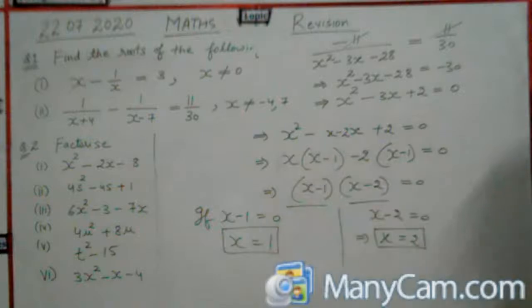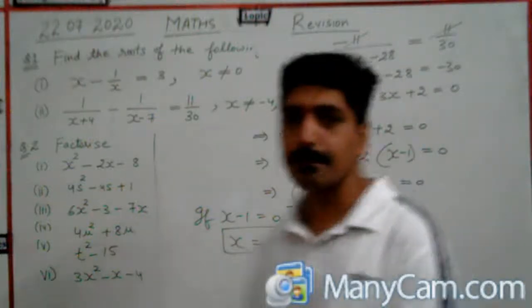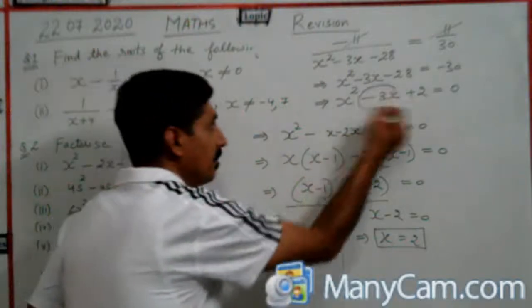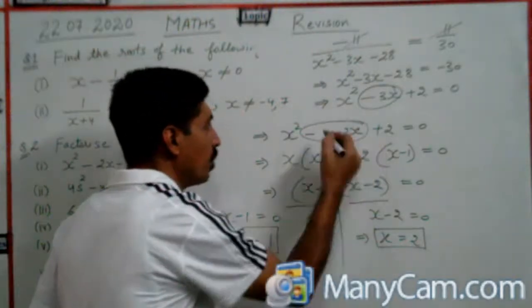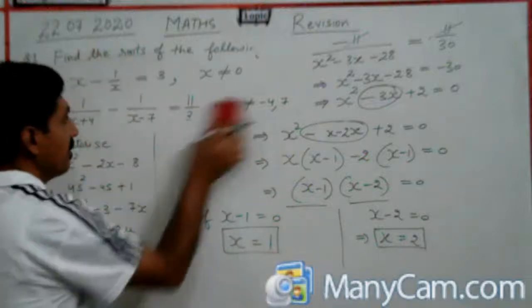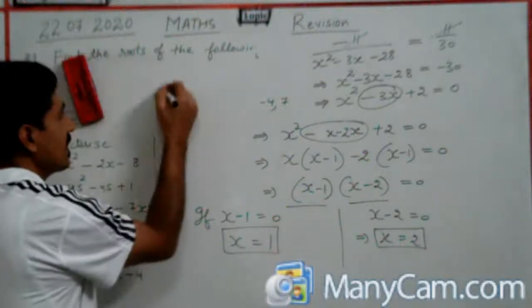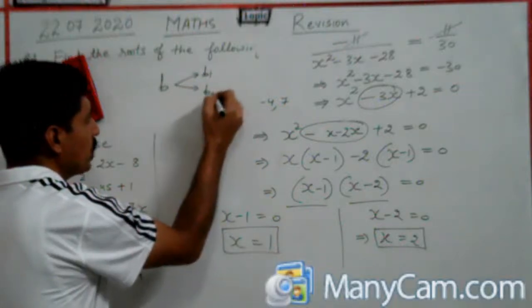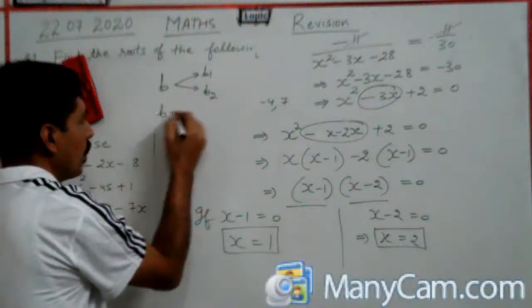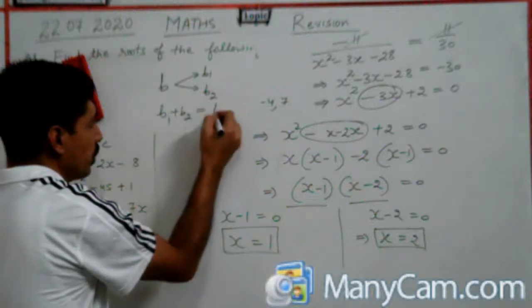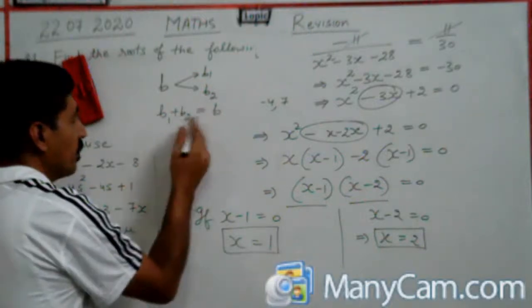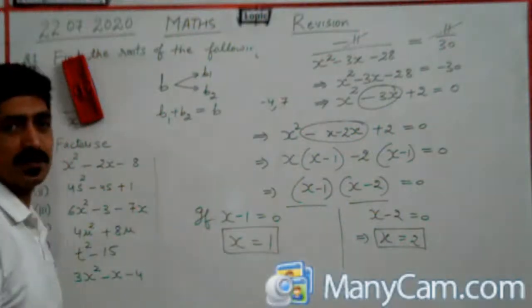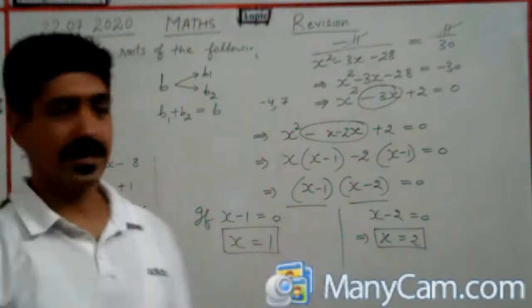So here by splitting the middle term, here this is the middle term. So here we have split in two parts. I have split the middle term in such a way, B1, B2 such that B1 plus B2 is equal to B, and their product B1, B2 is equal to A into C. Right?